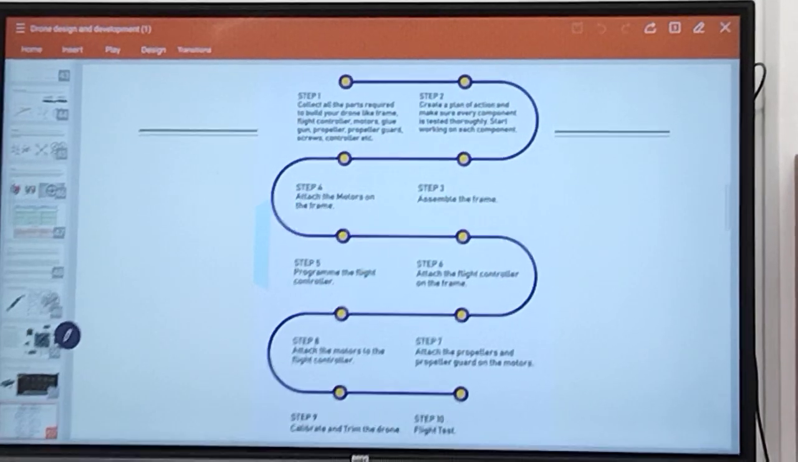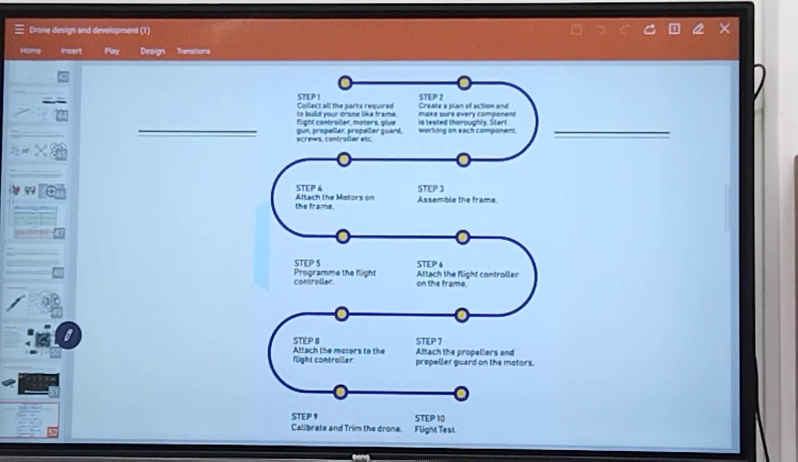Different steps: select all the parts required, like controller, motors, propeller guards, screws, etc. Then what is step 2? Create a plan of action and make sure every component is tested thoroughly. Start working on each component. Then step 3, assemble the frame. Then step 4, attach the motors on the frame. Then step 5, program the flight controller.